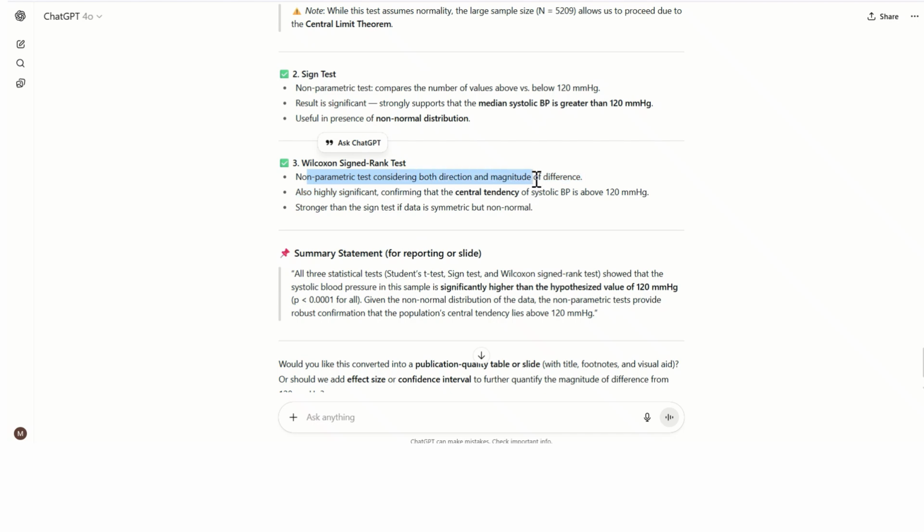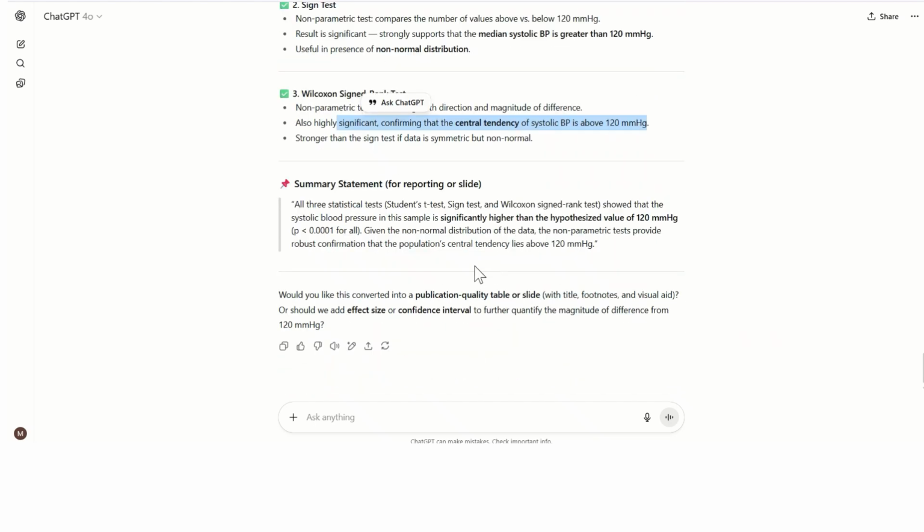The non-parametric test considers both direction and magnitude of difference. It is also highly significant, confirming that the central tendency of systolic blood pressure is above 120 millimeters of mercury. So, summary statement: all three statistical tests, the student t-test, which we conducted previously, the sign test, and the Wilcoxon signed rank test, showed that the systolic blood pressure in this sample is significantly higher than the hypothesized 120 millimeters of mercury.